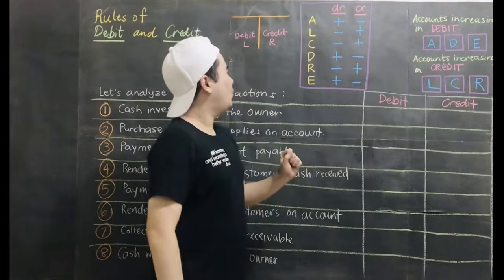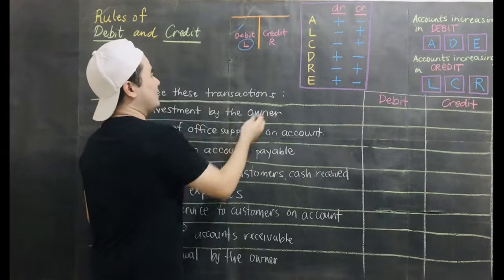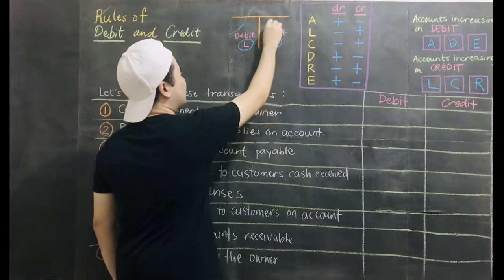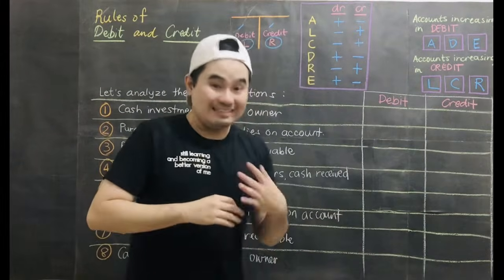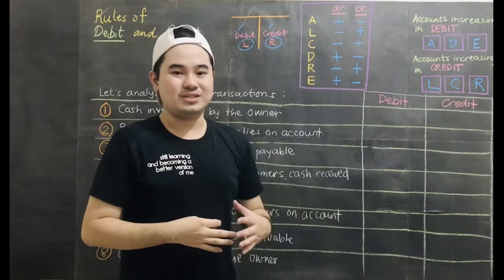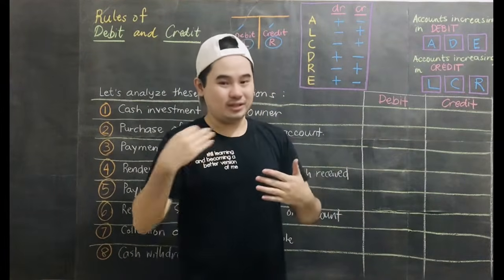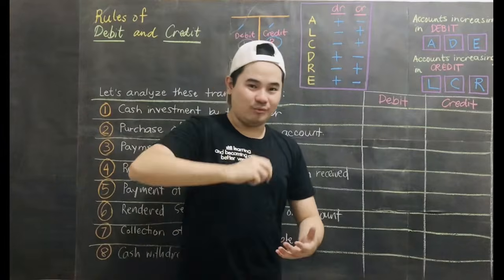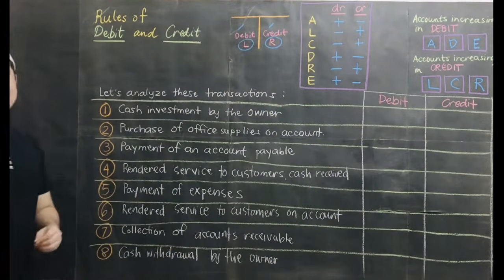Again, the left side of an account is the debit side. The right side of the account is the credit side. So now, let's analyze some transactions and how we relate the accounts to debit and credit when we are recording transactions. Let's analyze these transactions.